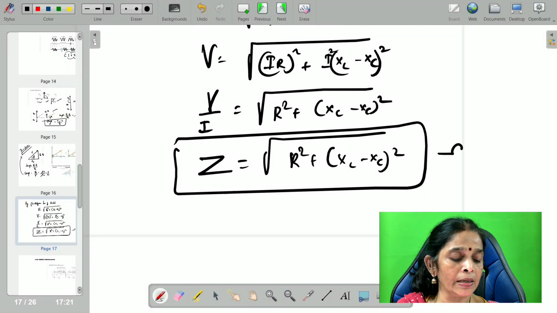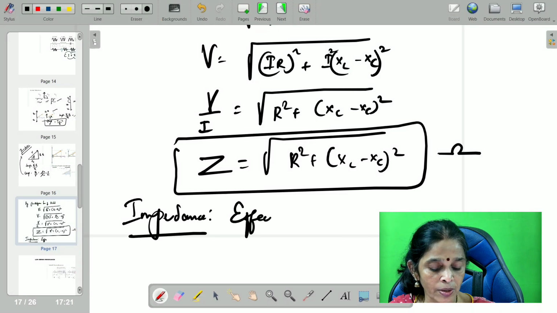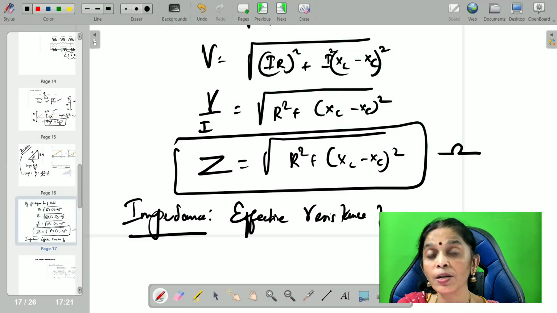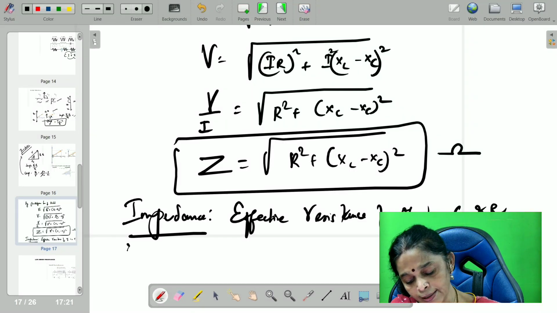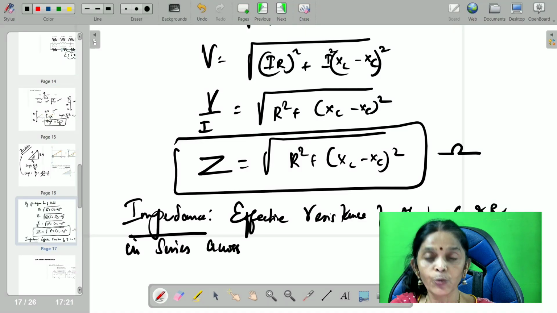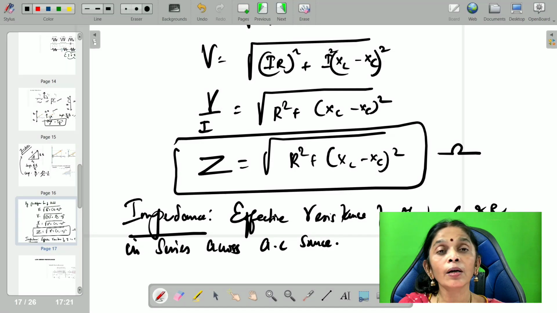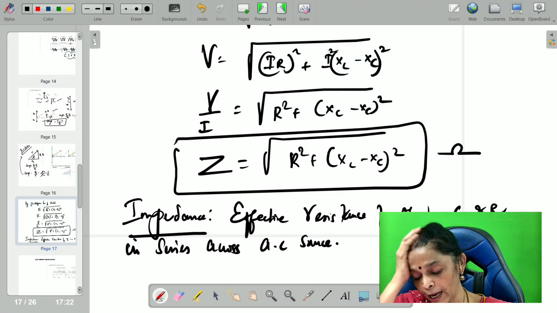Children, what is impedance? Impedance is the effective resistance. Effective resistance of what? All the three: of L, inductor, capacitor and resistor, in series. Series across what source? Especially I would write AC source. What is the SI unit? Ohms. So we found out the impedance, and we found out tan phi and cos phi.